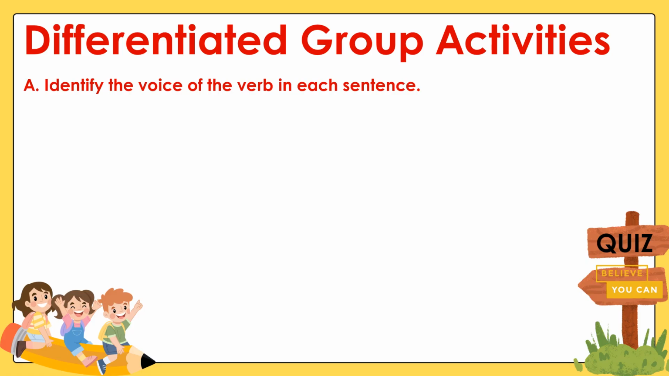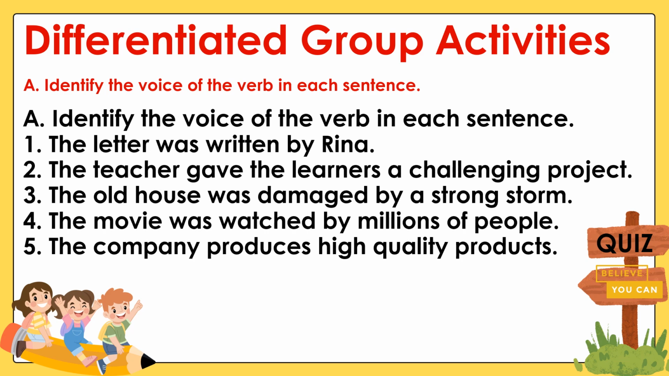Differentiated group activities. Letter A, identify the voice of the verb in each sentence. Number 1, the letter was written by Rina. Number 2, the teacher gave the learners a challenging project. Number 3, the old house was damaged by a strong storm. Number 5, the movie was watched by millions of people. Number 6, the company produces high-quality products.